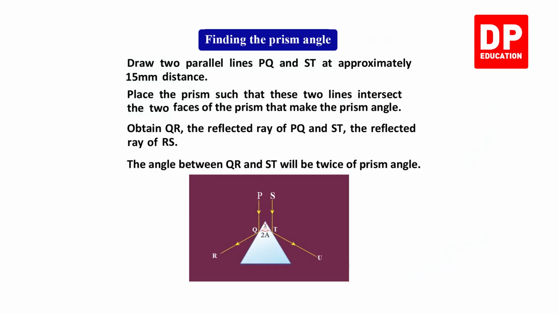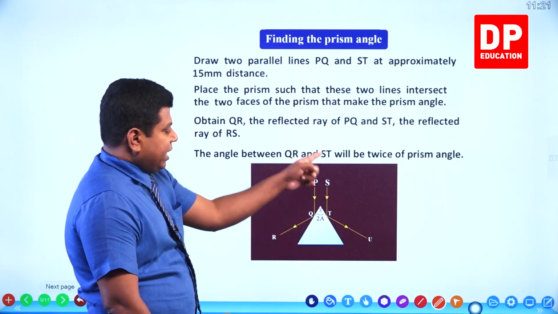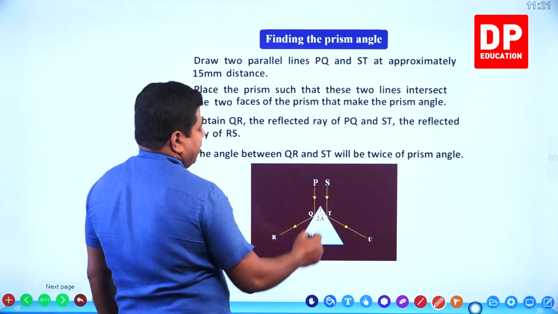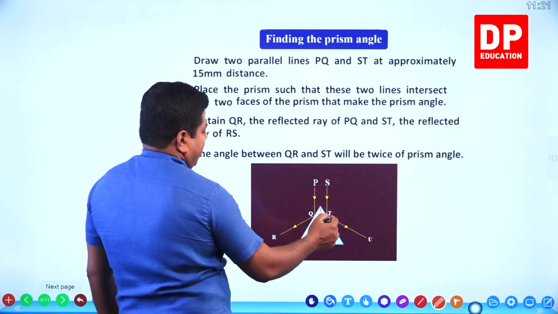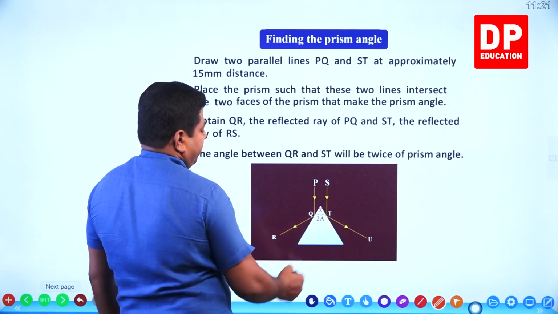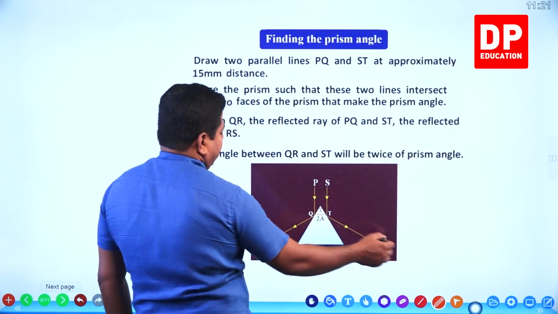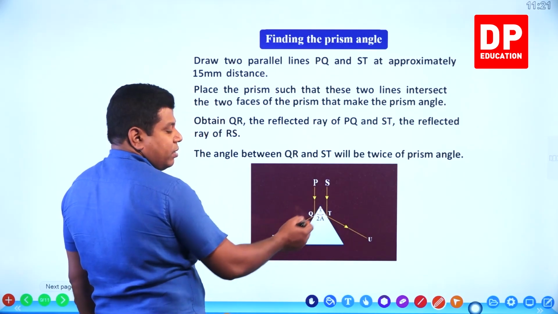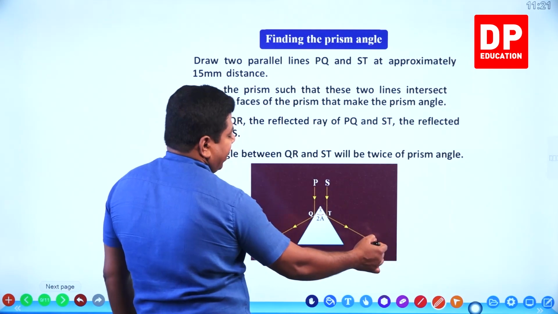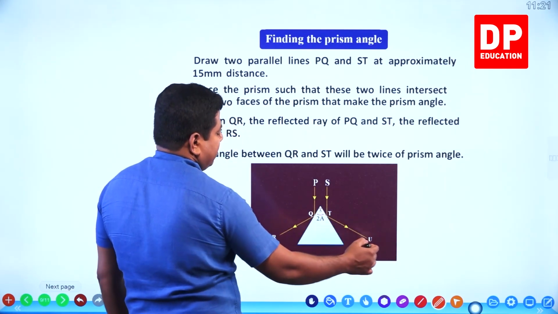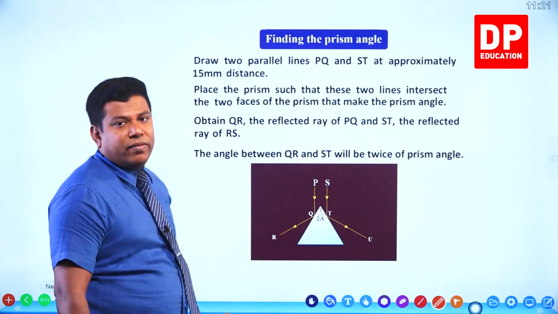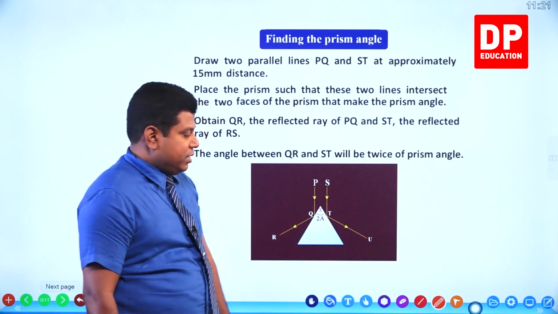Then we have to find the prism angle. We need A also. So this is the logic for that, right? Two parallel rays, if they fall on two faces of the prism, there will be some reflection. The reflected ray you must be able to see from here, and the reflected ray you must be able to see from here as well. Draw those lines, extend them. This angle will be equal to twice the prism angle. Twice the prism angle, right? Shall we check how?